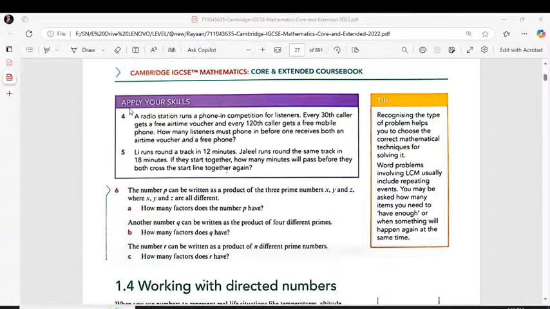Okay, all that I can see is that none of the problems related to HCF and LCM are word problems. Okay, don't worry. There are working with directed numbers. Okay, there are some problems I'm presenting. Don't worry.